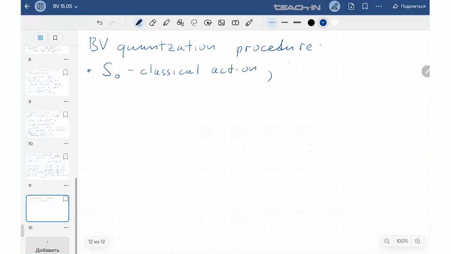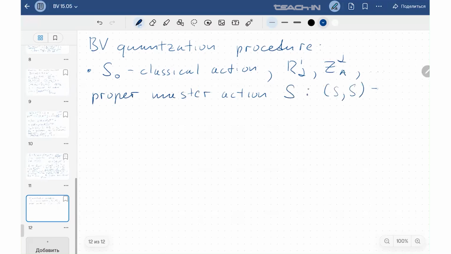We identify gauge generators, if present, we identify identities and in principle higher structures. And all this gives us the proper master action S, which satisfies the classical master equation. So this is the first step. So S knows everything.